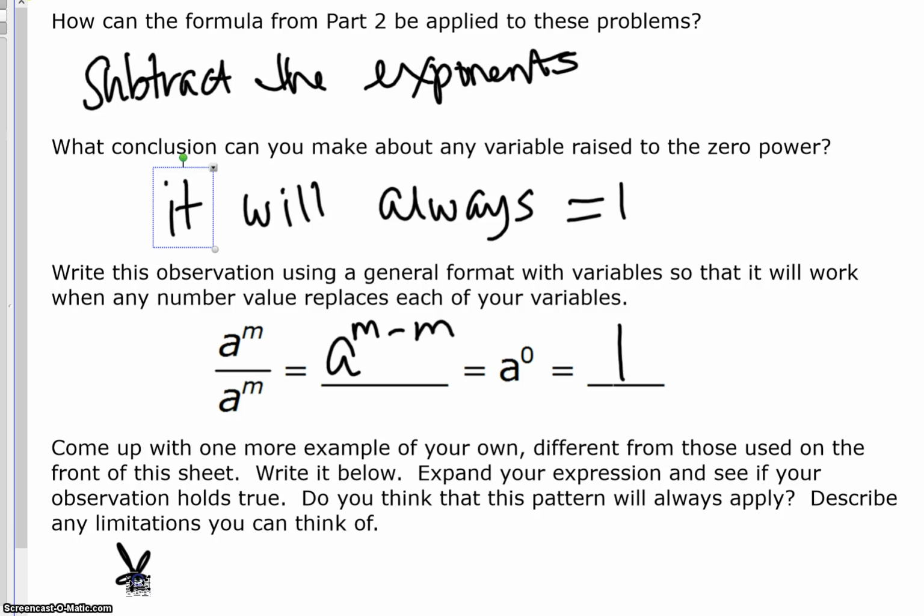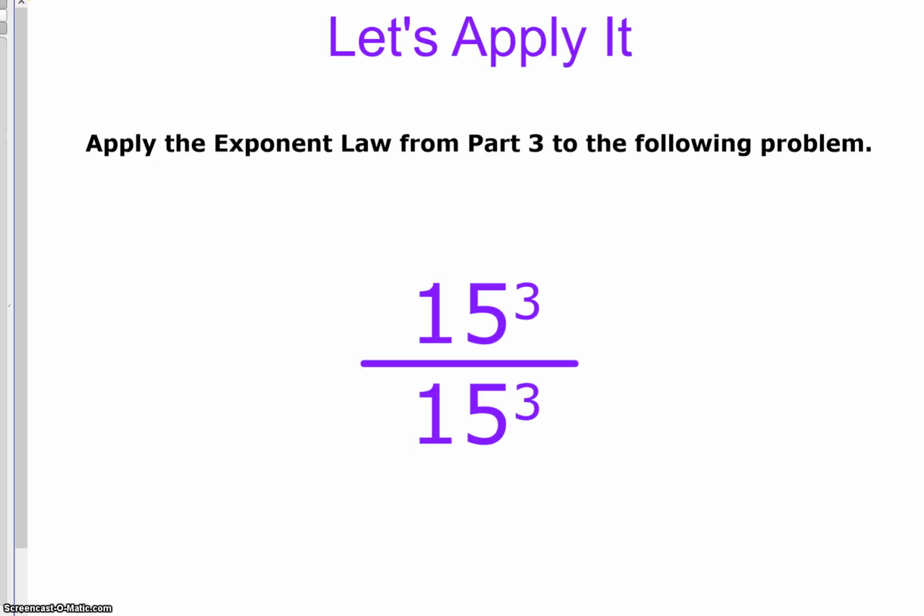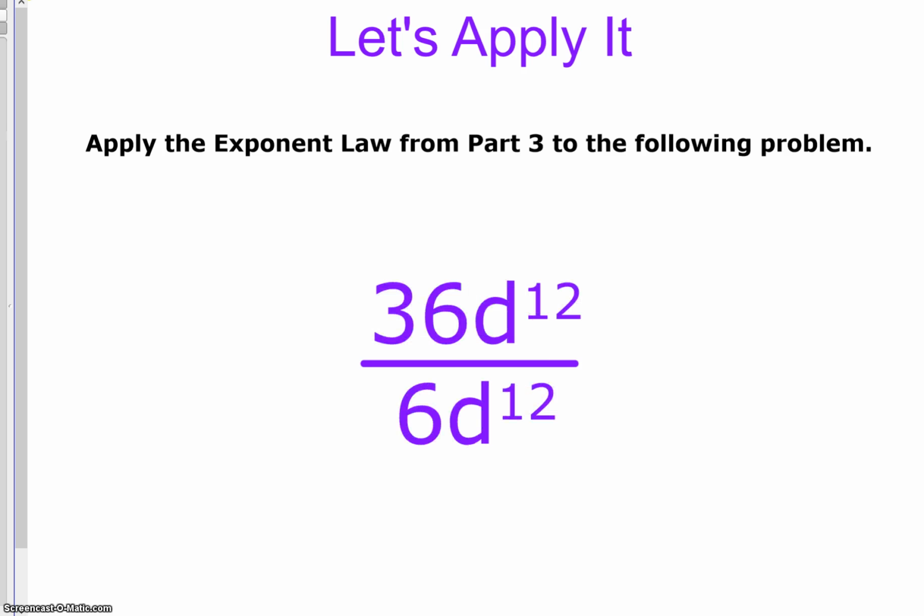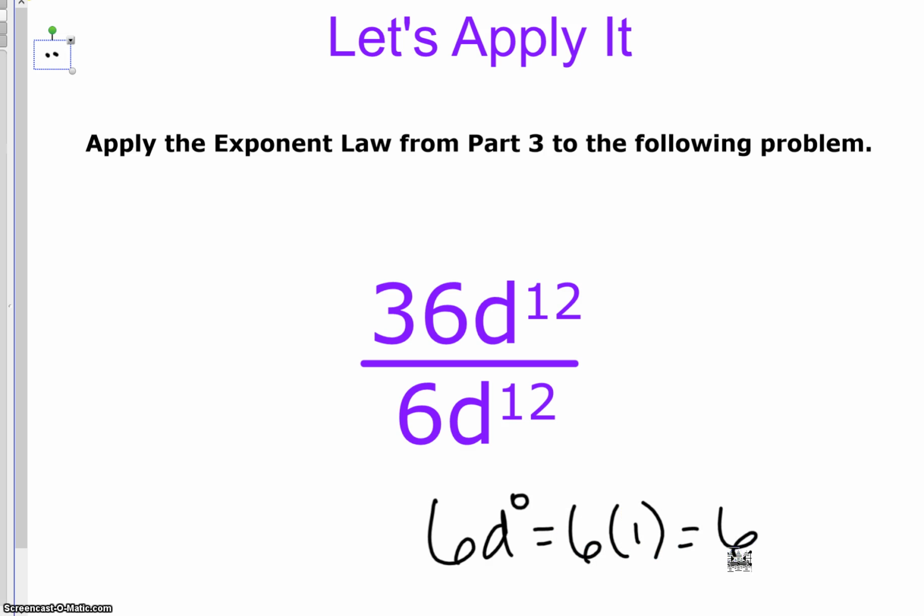Again, you're going to come up with your example, and I will check it in class tomorrow. Now, let's do our examples. 15 to the 3rd divided by 15 to the 3rd is going to equal 15 to the 0 power, or 1. 36d to the 12, divided by 6d to the 12. Well, these will divide, so you have 6d to the 0, equals 6 times 1, so that equals 6.